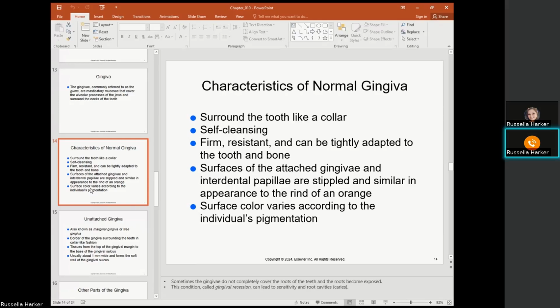Surfaces of the attached gingivae and interdental papilla are stippled and similar in appearance to the rind of an orange. So the interdental papillae is the space in between your teeth where the gums go in between the teeth, where you see a little point in between each tooth. And the gums go into a point. That's the interdental papillae. Surface color varies according to the individual's pigmentation. So everybody's gum color isn't going to be the same. It depends on how much melanin they have in their body.